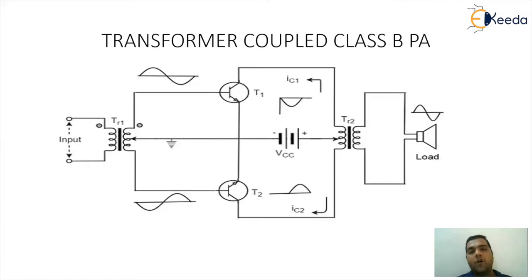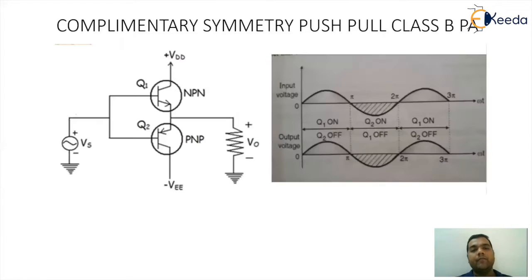So if you observe the operation carefully, you can see that the transistors will be on in a specific half cycle only, and the status of the on and off is being controlled by the input signal. That is the reason this configuration can be called a push-pull configuration.